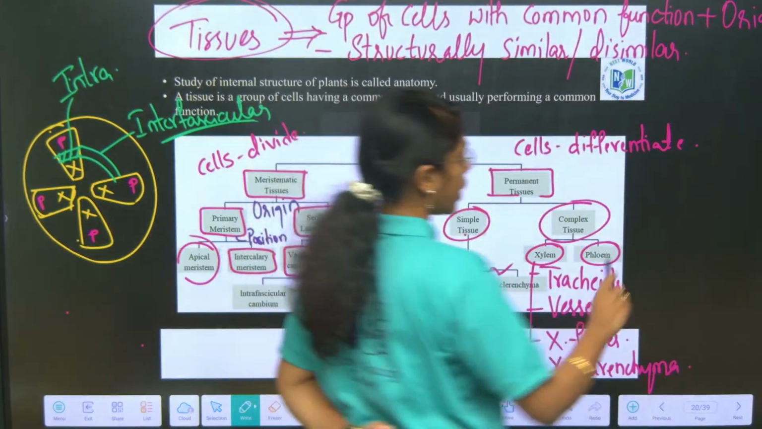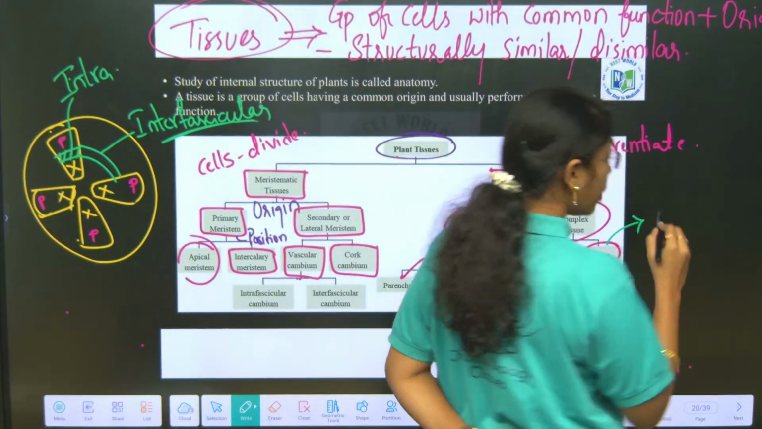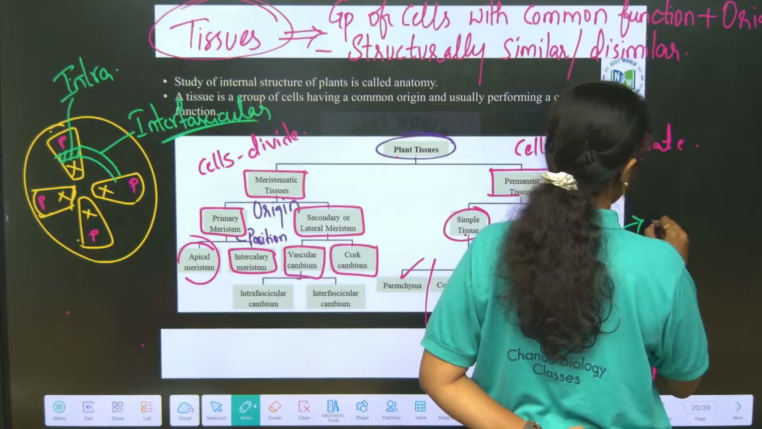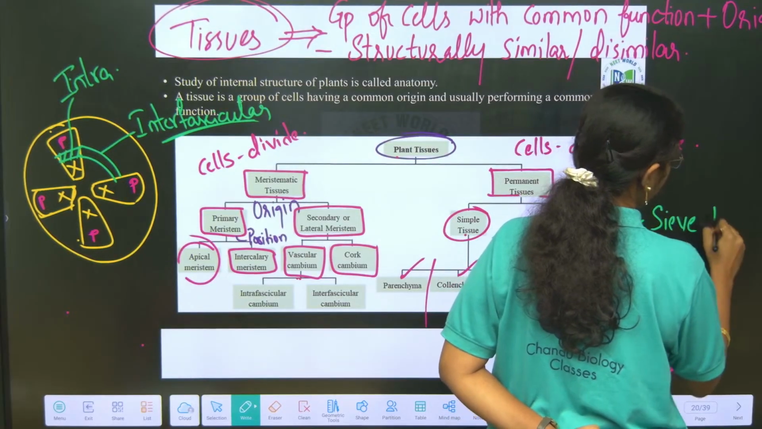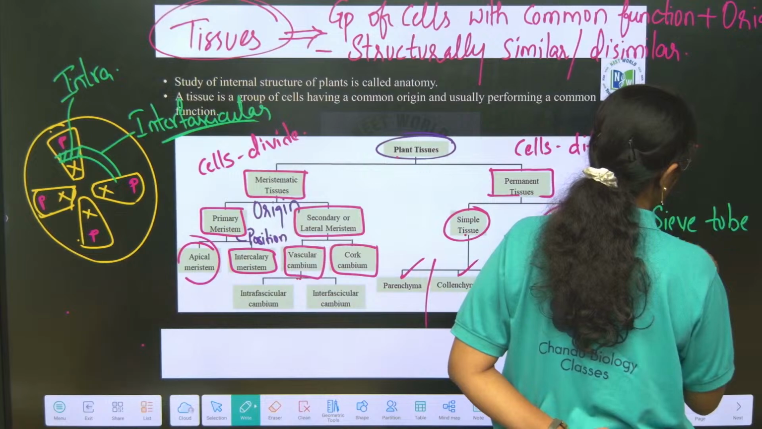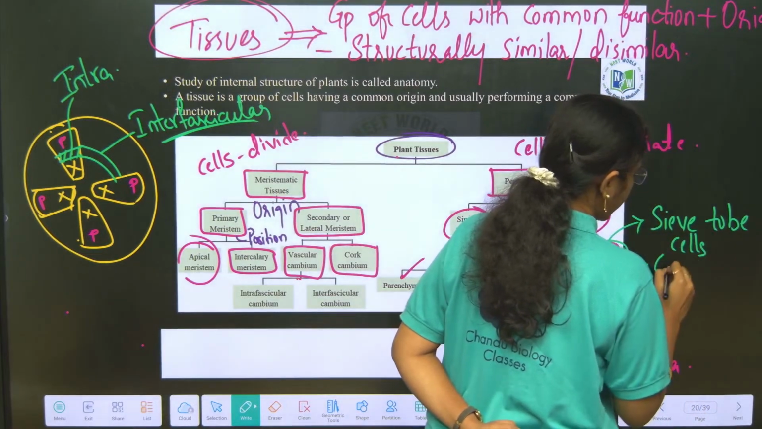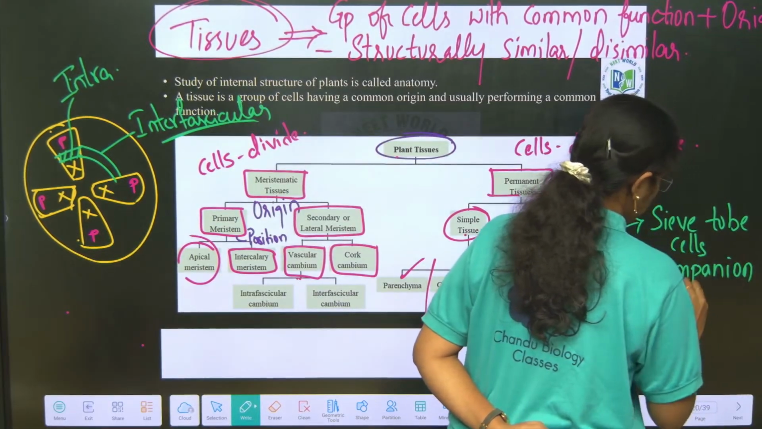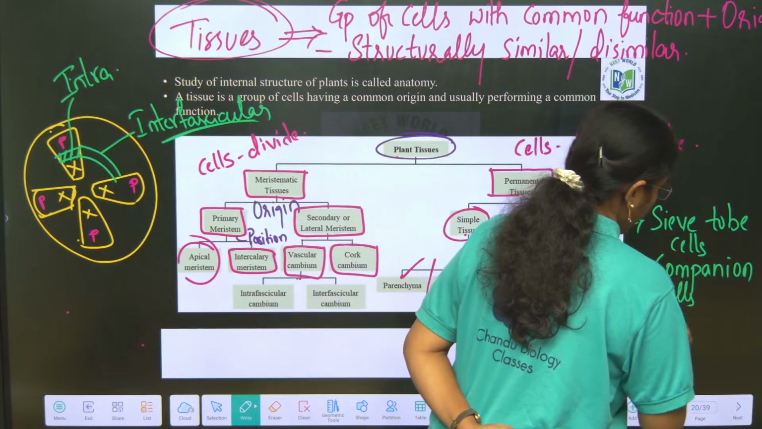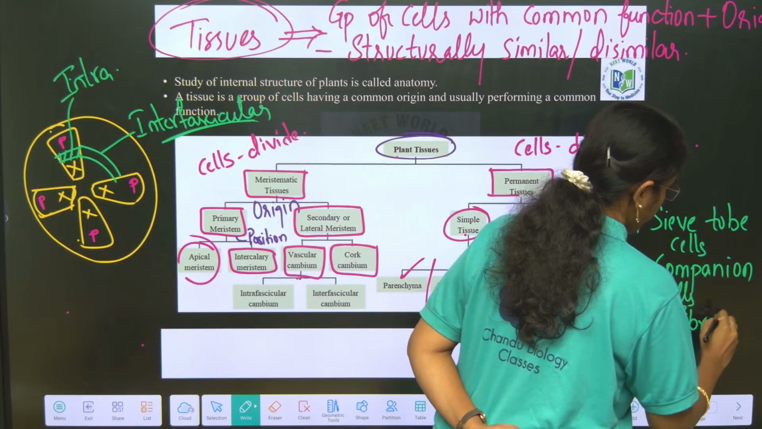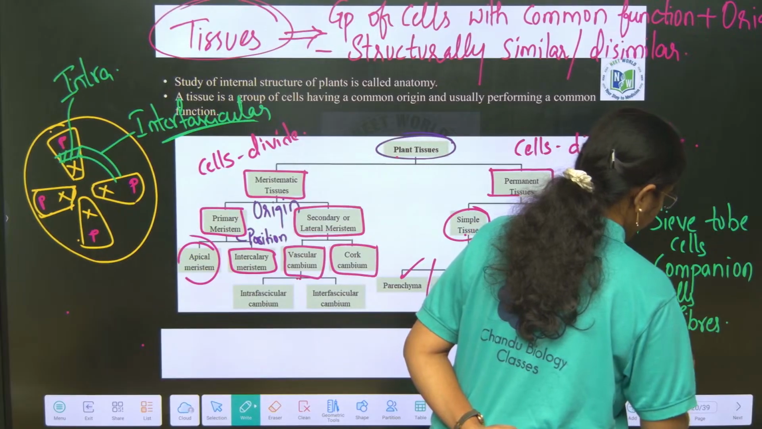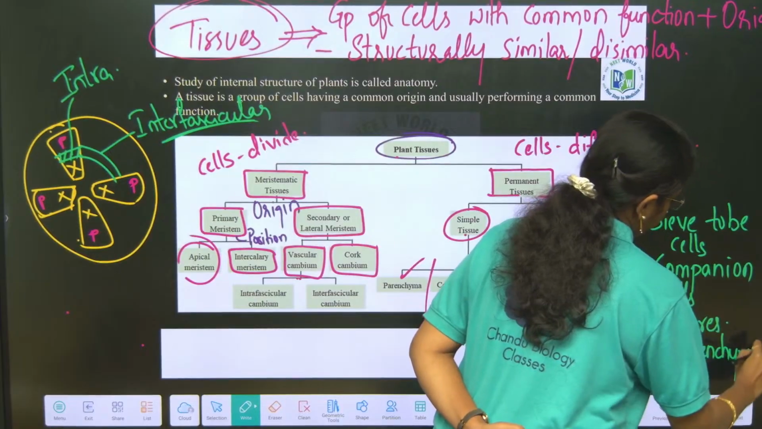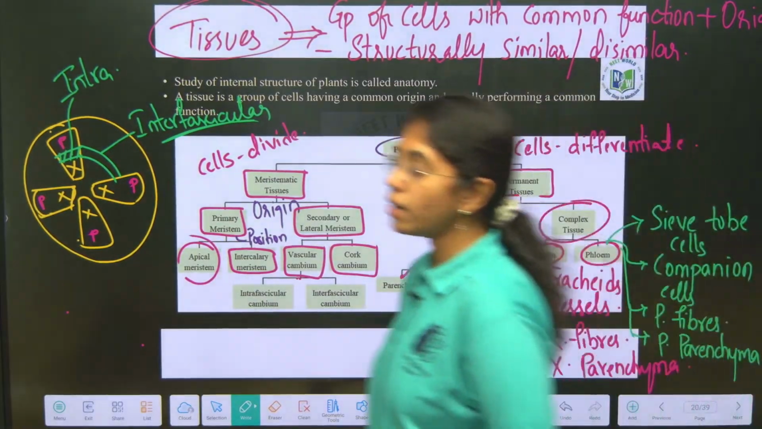Phloem you take again. Phloem also has 4 different types of cells. First is what? Sieve tube cells. Take down parallelly. Companion cells, phloem fibers and phloem parenchyma.